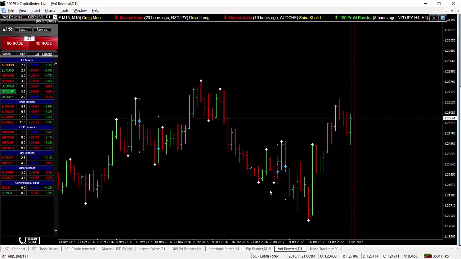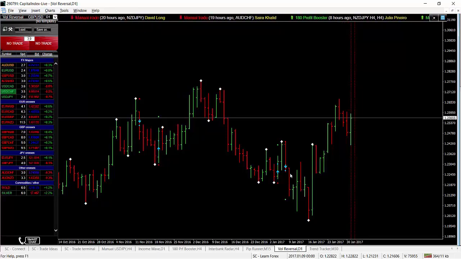Similarly, some of these signals down here, we can see price and the system itself is not afraid to give opposing signals very, very quickly. We have a buy signal, followed a few days later by a sell signal, and both trades resulted in winning positions. So to summarize this volatility reversal, it's a great trading system for a sideways market.